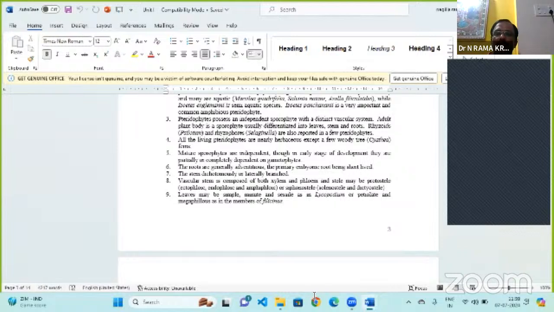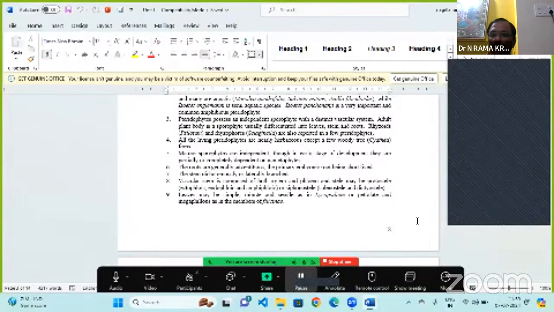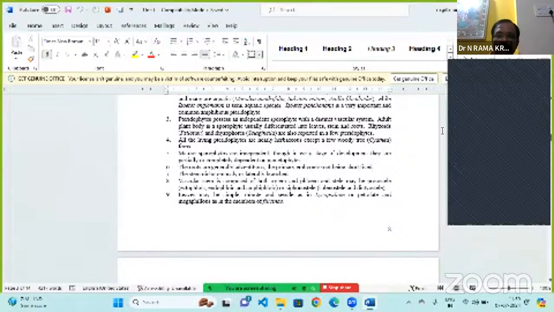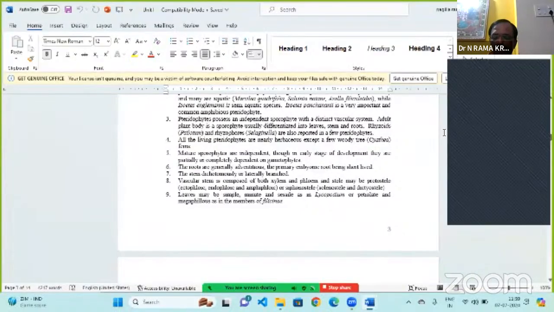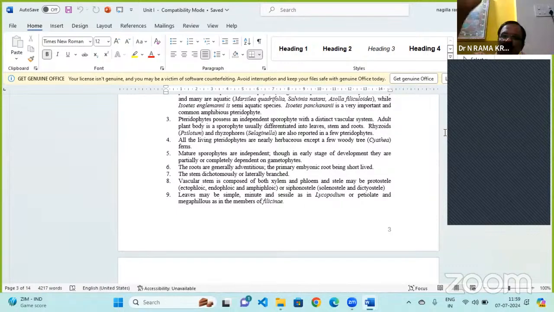Some of the members are epiphytic plants, and some members are aquatic plants. So there are different types of sections, and that's why we are looking at members of the epiphytic type.